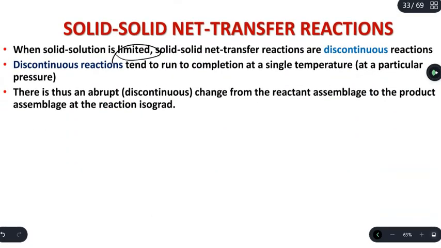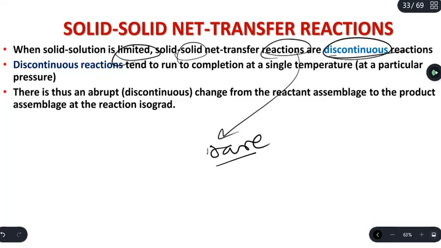When solid solution is limited, solid-solid transfer reactions are discontinuous reactions. Okay. So this is the exception or rare case. Okay.